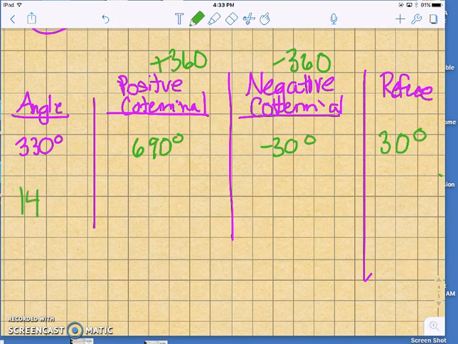So let's try one last one. Let's say we have 140 degrees. What would be a positive one? Well, if we add 360, we get 500 degrees. If we subtract it, that would be negative 220. And then how far from the x-axis? Well, that would be 40 degrees.